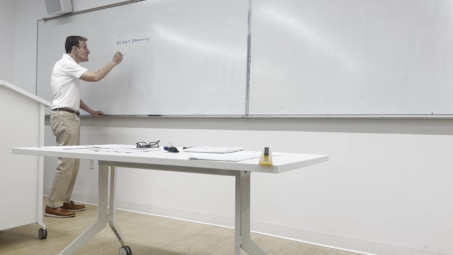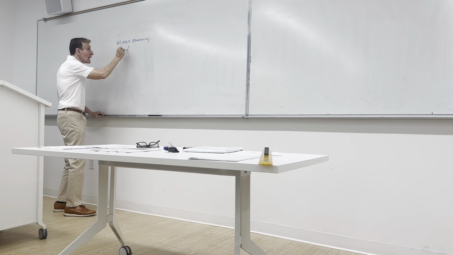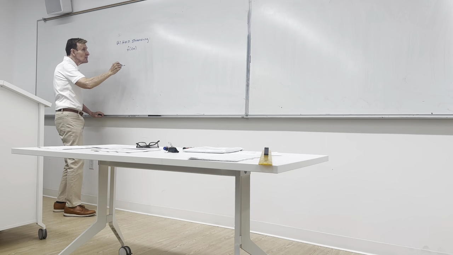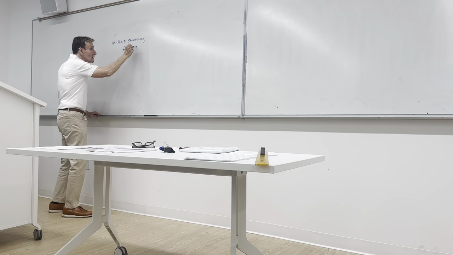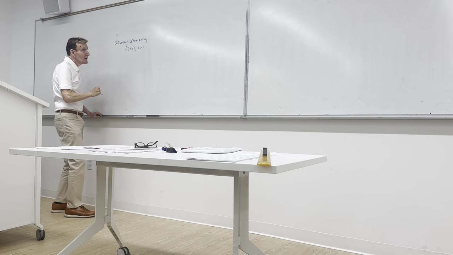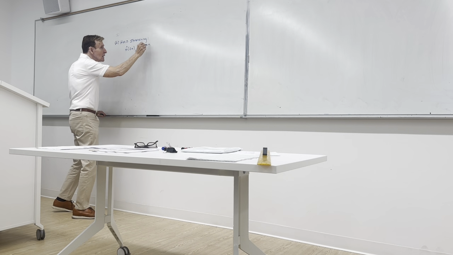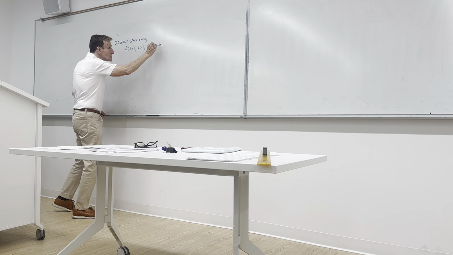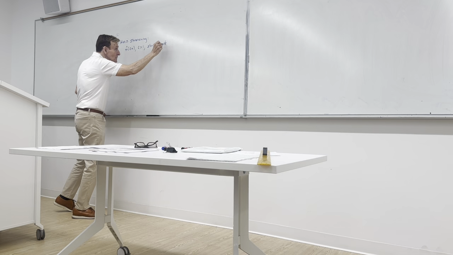To graph f of cx. Oh, hang on. F of, a C inside, cx, where c is greater than 1. Shrink the graph of y equals f of x horizontally by a factor of 1 over c. Shrink by a factor of 1 over c.